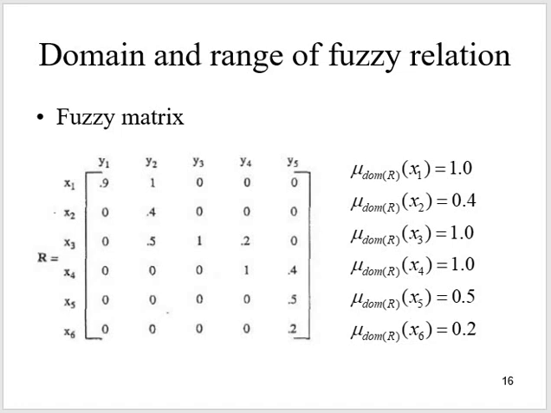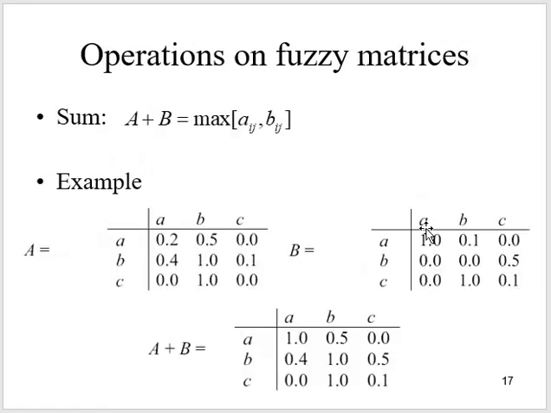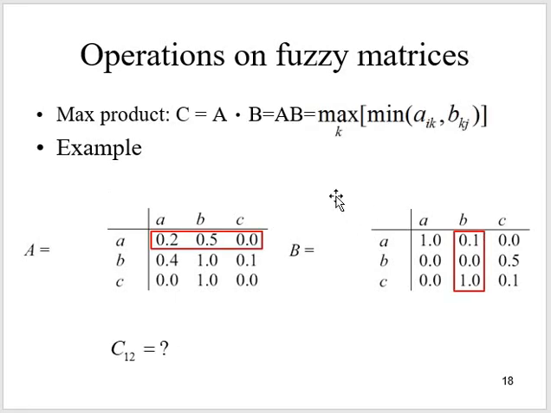This is an example. So here the domain is obtained by taking the maximum of row elements and the range is obtained by taking the maximum of column elements. So there are several operators. We can apply operations like sum, product, etc. on fuzzy matrices. So these are the examples. Max product operation or max min operation.